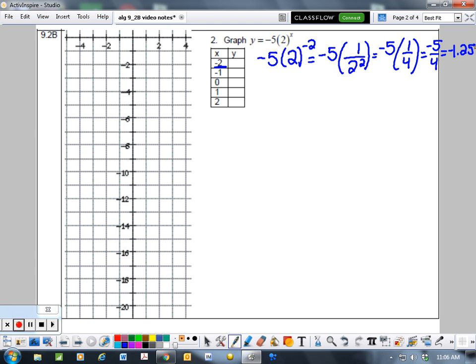Whew, almost ran out of room. So in here, this is negative 1.25. So we're going to graph that: negative 2, negative 1.25. And then we're going to plug in negative 1. I'm going to move down here where there's more room. So negative 5 times 2 to the negative 1 power, which is negative 5 times 1 over 2 to the first power, which is really negative 5 over 2, and as a decimal, negative 2.5.